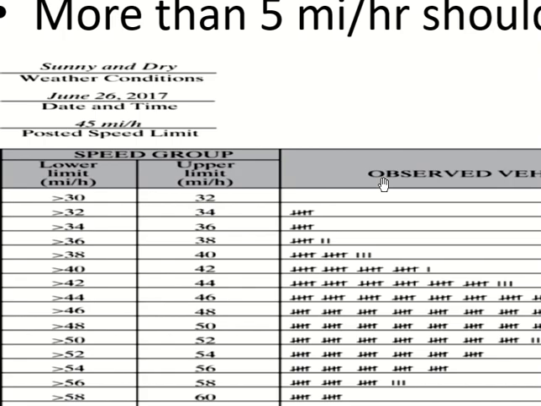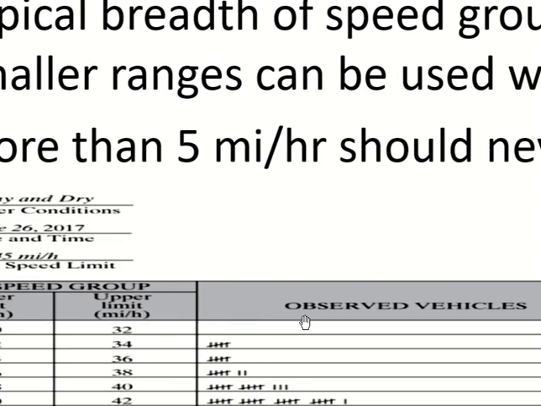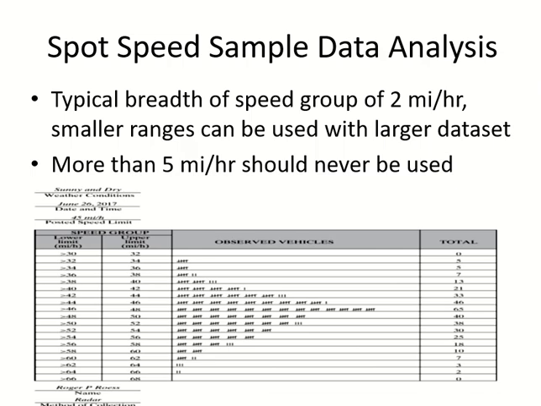So we are doing the grouping. Some rules you need to keep in mind when you are making the groups. The typical width of a group is 2 miles per hour. Typical, recommended. It can be more, it can be less. More than 5 miles per hour is not recommended at all. So the maximum is 5. Recommended is 2, maximum is 5.